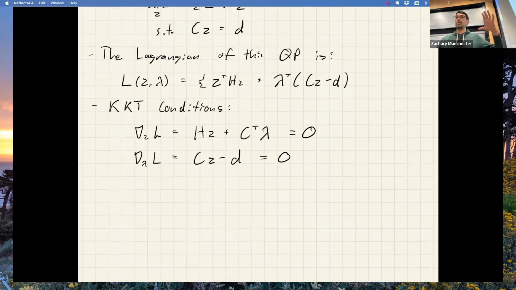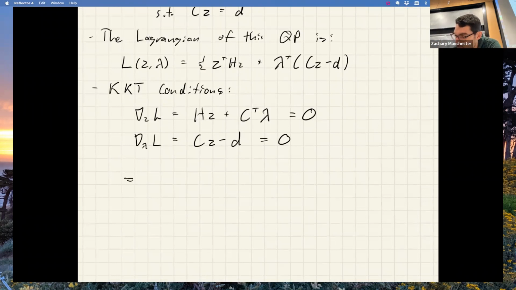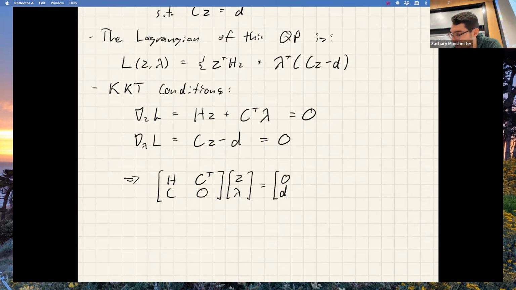I'm going to stack these things up and write them as a big matrix thing. And we get our classic KKT system. Z, lambda. And then the right-hand side is 0 and D. Cool. Okay. So I basically wrote the KKT conditions down, and wrote down this linear system, the KKT system. This is like what we learned about when we do Newton's method, right? So question, how many iterations of Newton's method do I need to solve this problem?